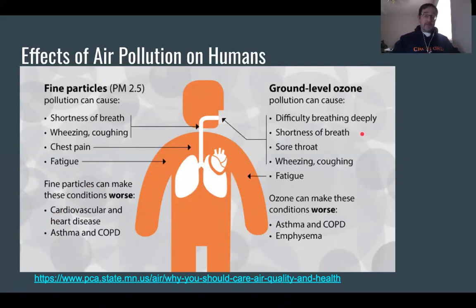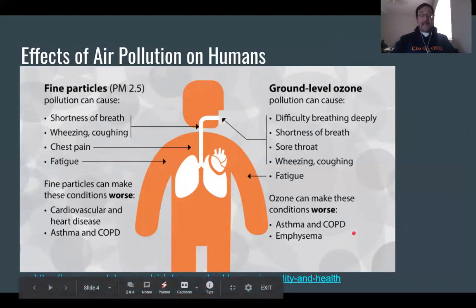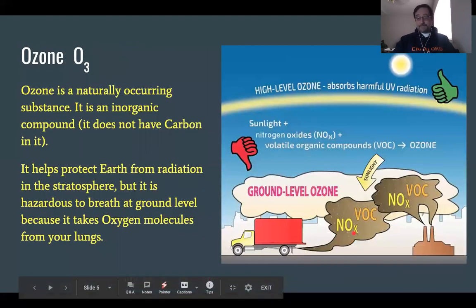It does cause shortness of breath and sore throat. Because it's taking oxygen away from your cells, it feels like it's actually burning, literally like it's on fire, like you had some hot sauce and it went down the wrong way. And then wheezing and coughing, and again, fatigue because your body doesn't get the oxygen that it needs. Ozone can make these conditions worse: asthma and COPD and emphysema.